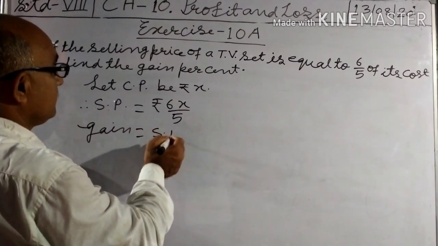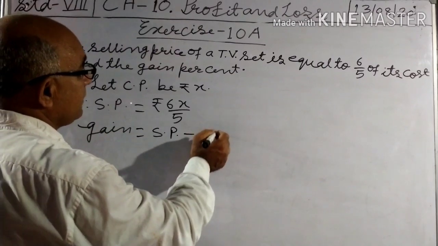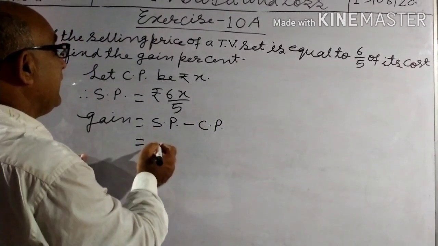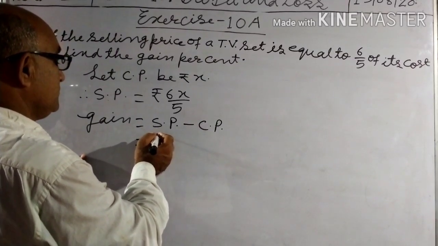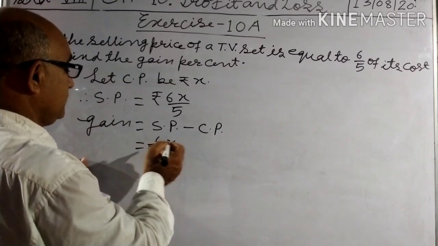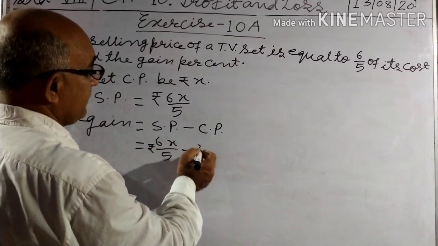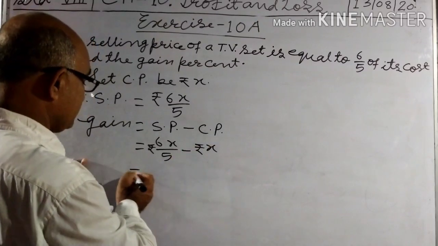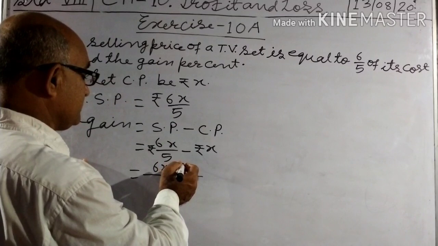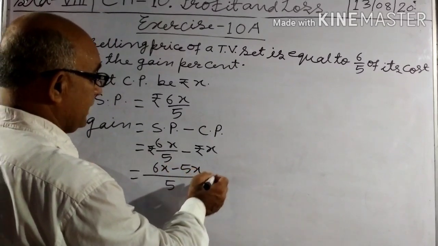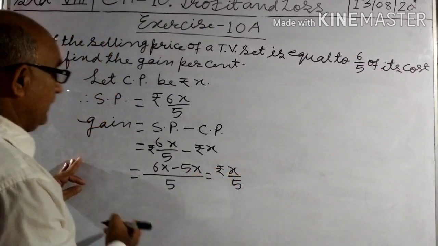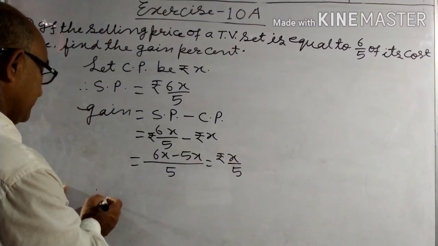Gain equals SP minus CP. SP equals 6x by 5, so rupees 6x by 5 minus rupees x. LCM 5, 6x minus 5x equals rupees x by 5. Now find gain percent.